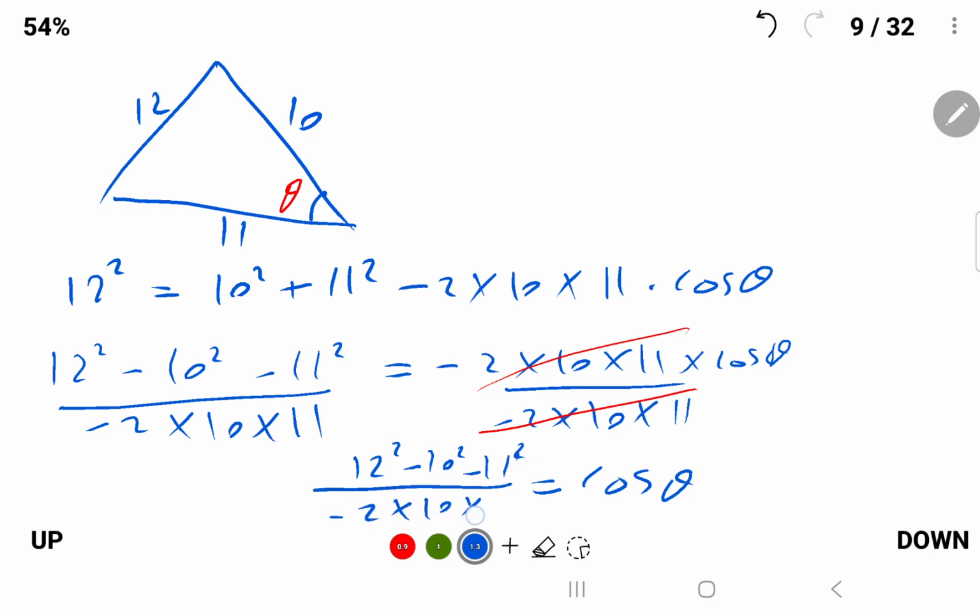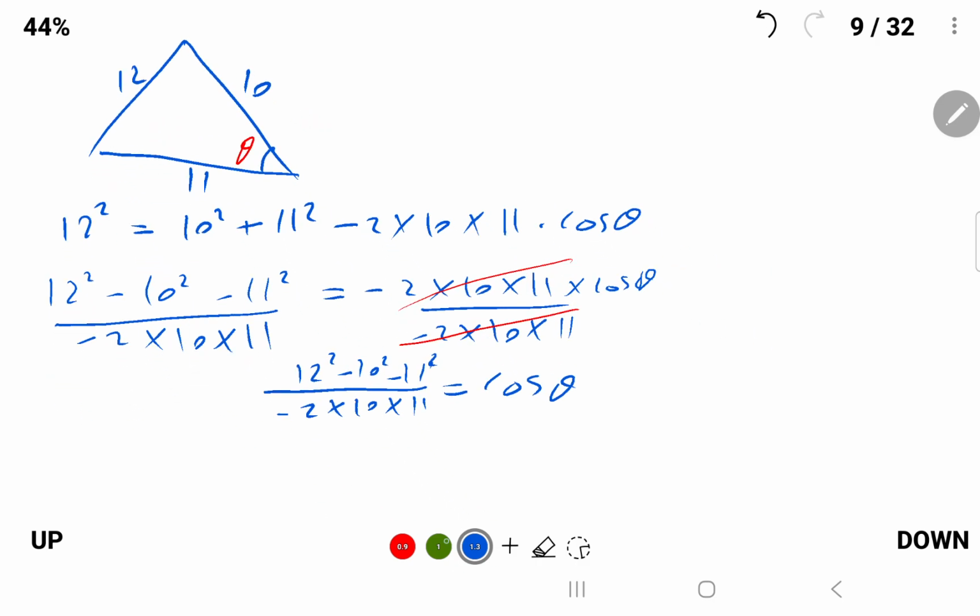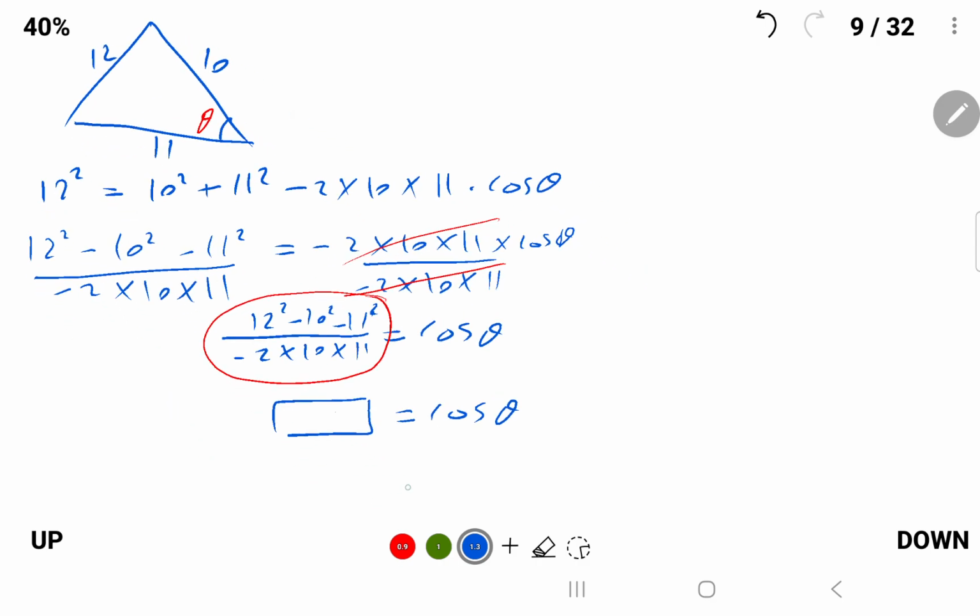From here, what you need to do is to get this fraction from the calculator, and then you can say cosine theta is equal to this number here that you get from the calculator. Then theta is equal to cosine inverse of this amount, and then you get the value of theta.